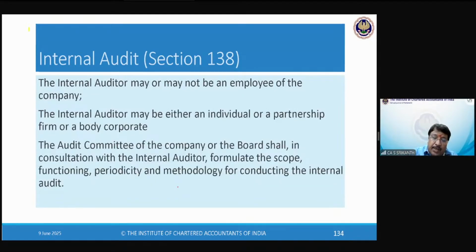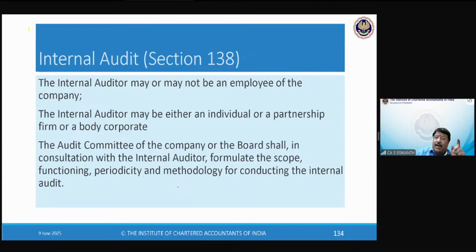But the beauty is, an internal auditor may or may not be an employee of the company. Many huge companies don't outsource the internal audit. They rather employ an internal auditor who will head the internal audit department, and it will be a continuous process. The internal audit is sort of within the organization, but outside the organization.